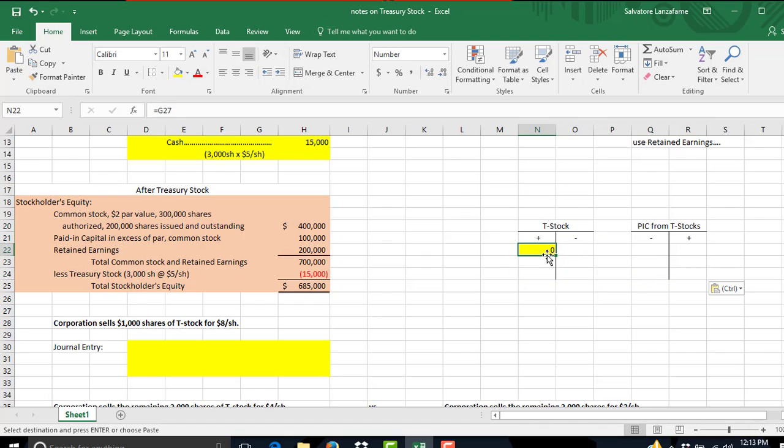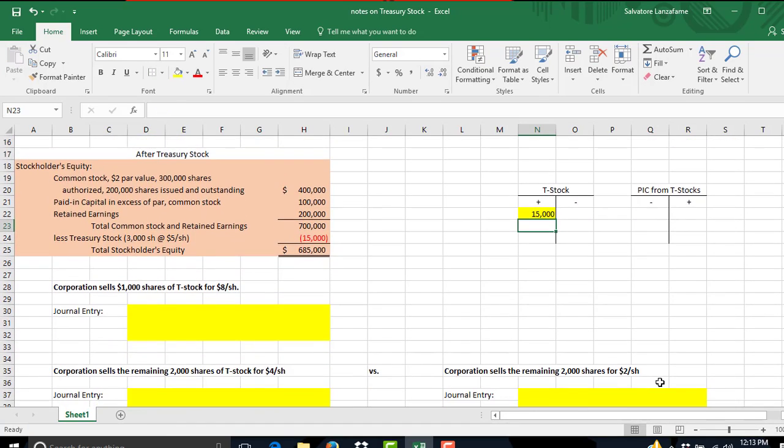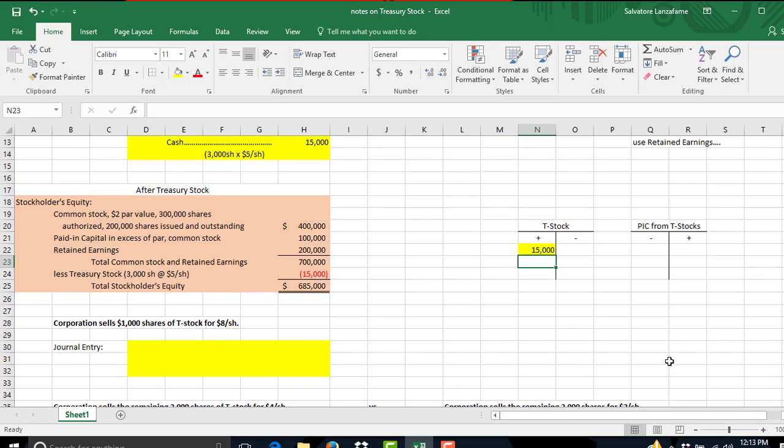Okay, and let's put that 15,000 back in there. This way we don't have to scroll up and down so much. So look at the next transaction here, right over here. I'll put assume again. And it says assume the corporation sells back 1,000 shares of its treasury stock.